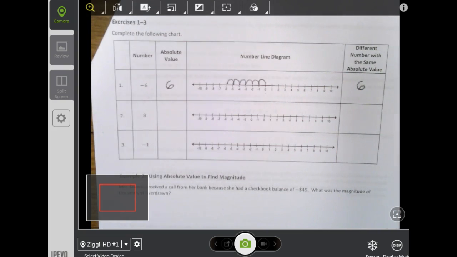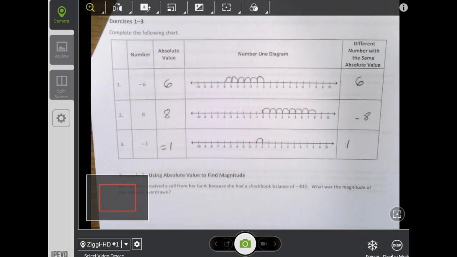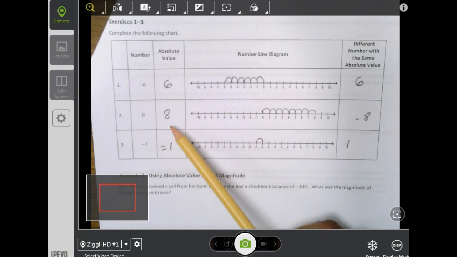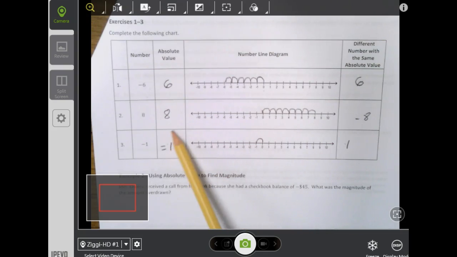Now, I would like you to pause the video at this time and take 1 minute to fill in exercises 2 and 3. At this time, you should have filled in the rest of the chart for exercises 2 through 3. For number 2, you should have 8 and negative 8. And number 3, you should have 1 and 1.